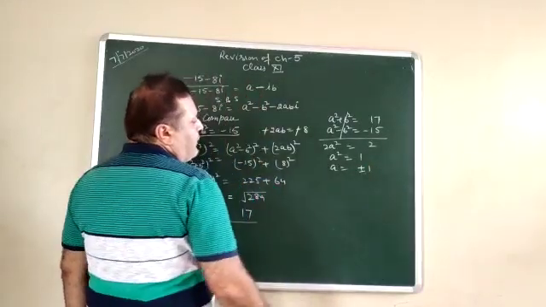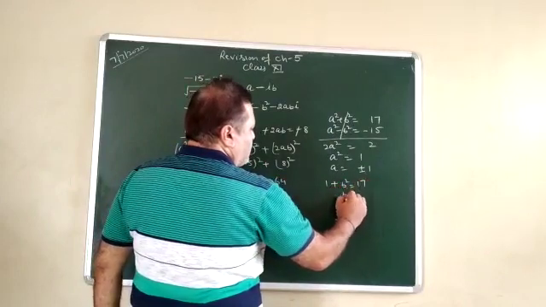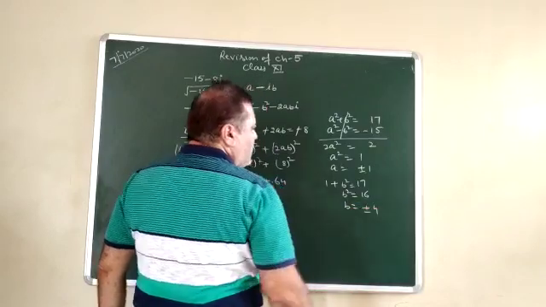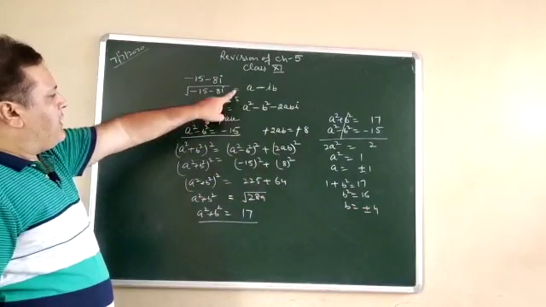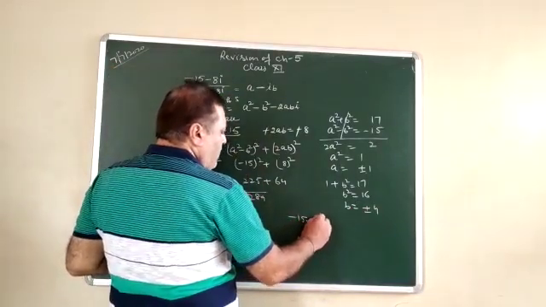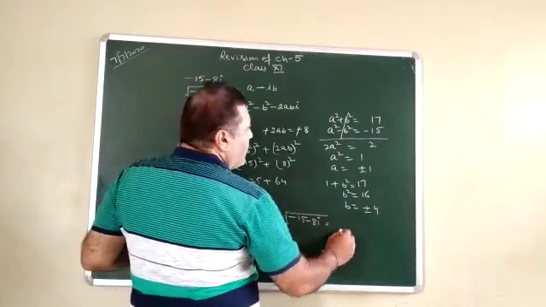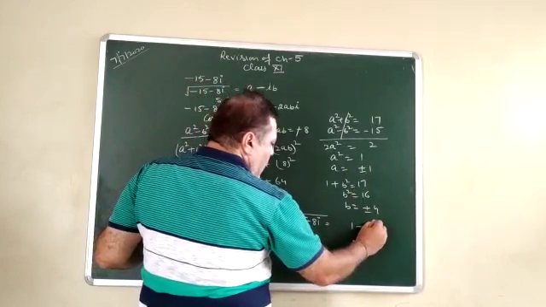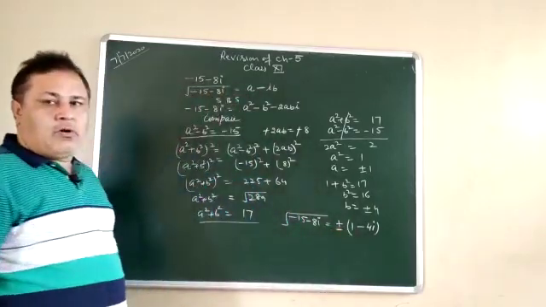Now substitute the value of a here: 1² + b² is equal to 17, b² is equal to 16, b is equal to ±4. After getting the values of a and b, substitute them into this equation. Therefore, the square root of 15 - 8i is equal to 1 - 4i, along with plus and minus. So this is called the square root.